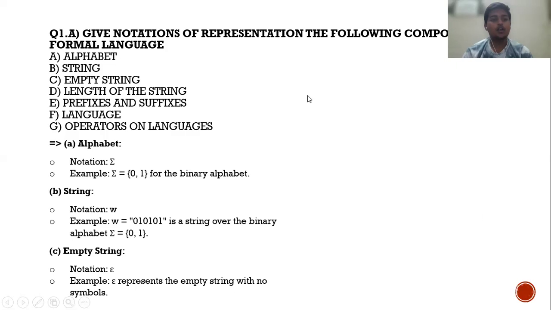Here is the first question. Question one: give notation of representation of the following components of the formal languages. First, alphabet, which is denoted as sigma. String, which is denoted as W. Empty string, which is denoted as epsilon.